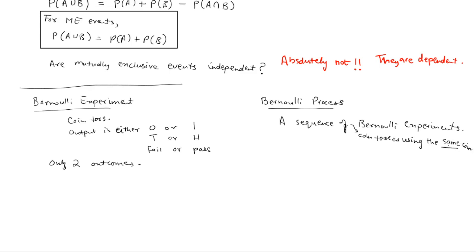Why do I say the same coin? Because in a Bernoulli process, you want the probability of heads on each experiment to be the same, for each toss. Okay, so any sequence of coin tosses using the same coin, so that the probability of heads is the same for each experiment. That's a Bernoulli process.